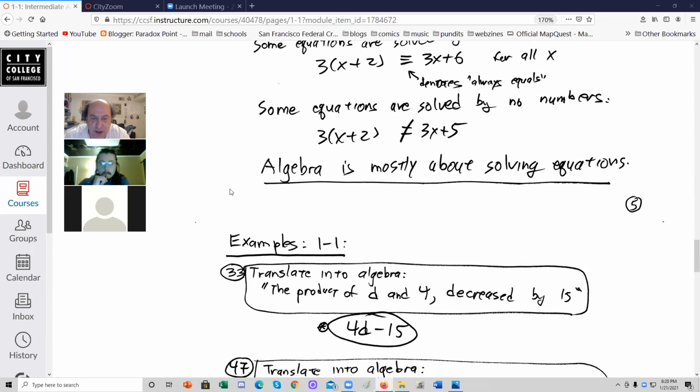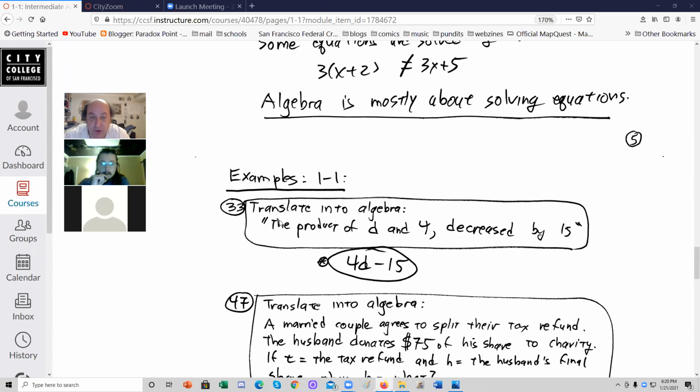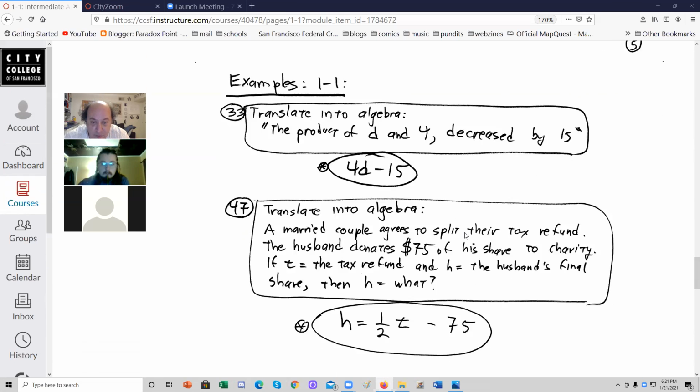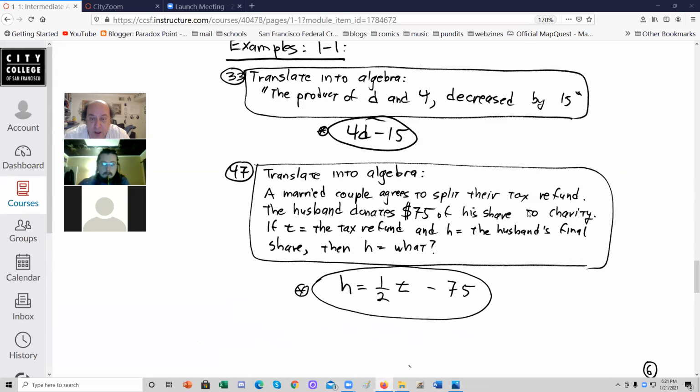Okay, now here's some examples. Let's translate into algebra the expression, the product of d and 4 decreased by 15. Okay, the product of d and 4, that's 4d. Decreased by means subtract 15. 4d minus 15. So this is the name of, same name as this. Both name and number.